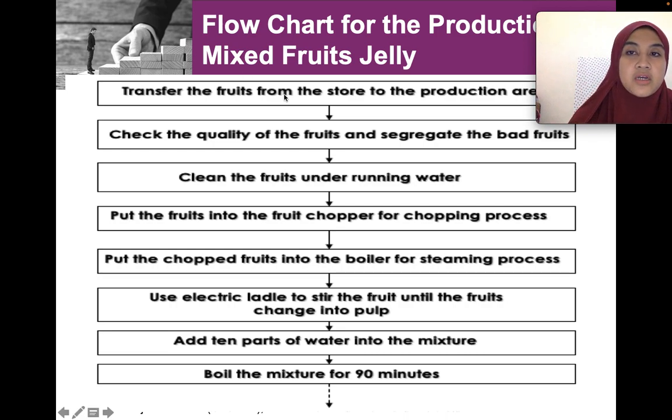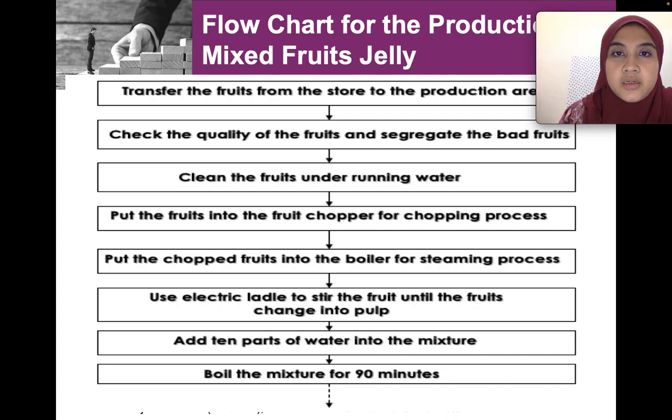So let's say here the flow chart for the production of mixed fruit jelly, whereby the first step is to transfer the fruit from the store to the production area. Then the next step is to check the quality of the fruit and segregate the bad fruit. Next step, clean the fruit under running water. Next step, put the fruit into the fruit chopper for the chopping process, and so on. So under the production processes, there will be two charts, the flow chart and also the activity chart.